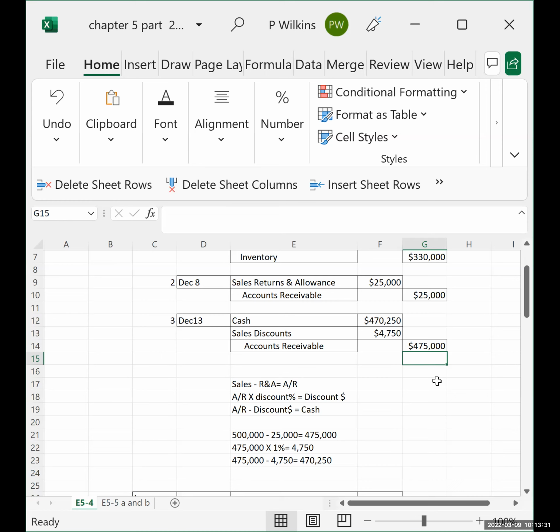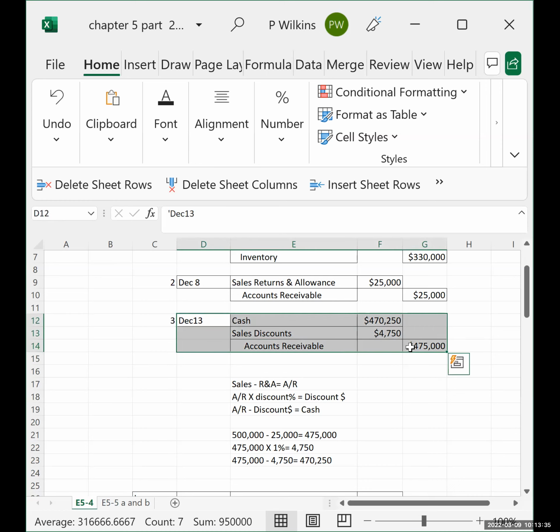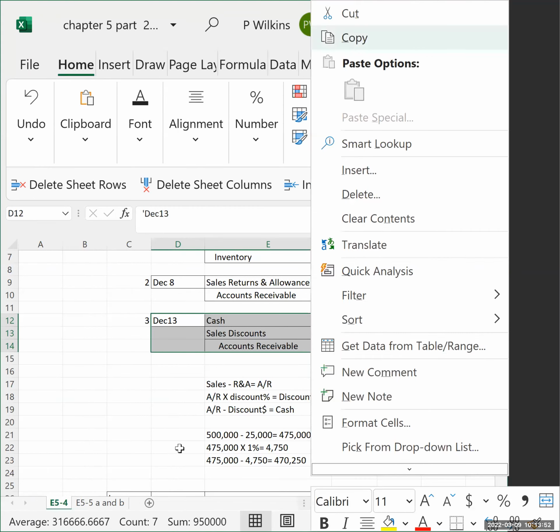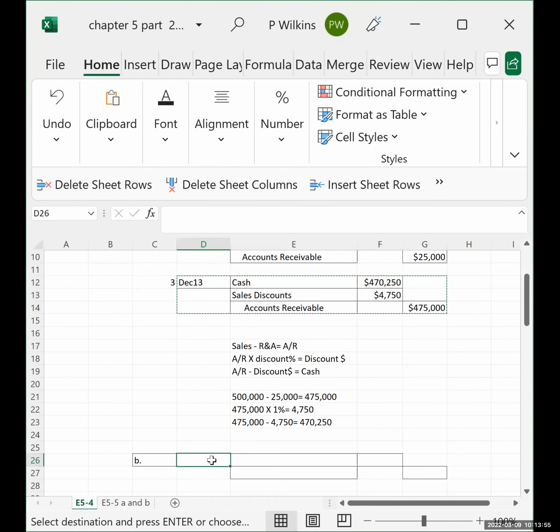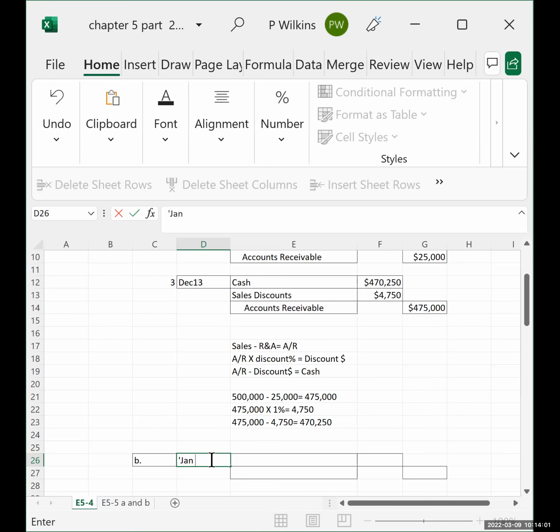Now, if they didn't take the discount, let's just pretend they didn't take the discount. I think that's what B says. B says, assume that Alonzo Company received the payment from Artie Company on January 2nd of the following year instead of December 13th. Prepare the journal entry. So basically what they're saying is that they paid too late to get the discount. So if they paid too late to get the discount, this is how it would look. They said January 2nd, right? So the date would be January 2nd.